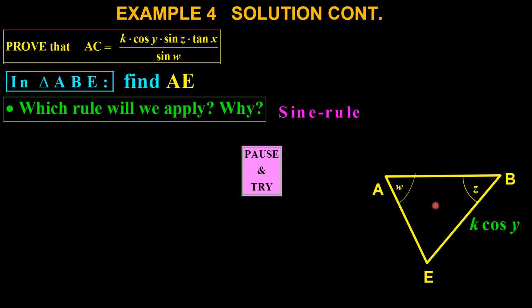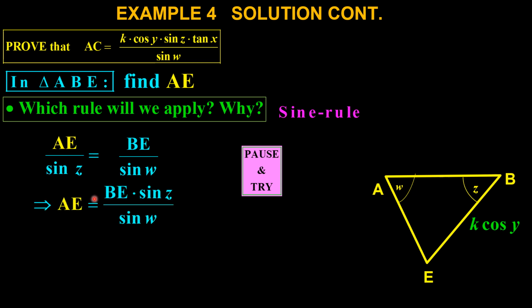Okay, let's see. We want AE. So AE over sine of Z, and the other measurement is BE, so it will be BE over sine W. Don't write down K cos Y, just keep it as BE at the moment, it's much easier. I only want AE, so instead of dividing by sine Z, we multiply by sine Z. Now we can replace BE with K cos Y, as you can see I substituted it.